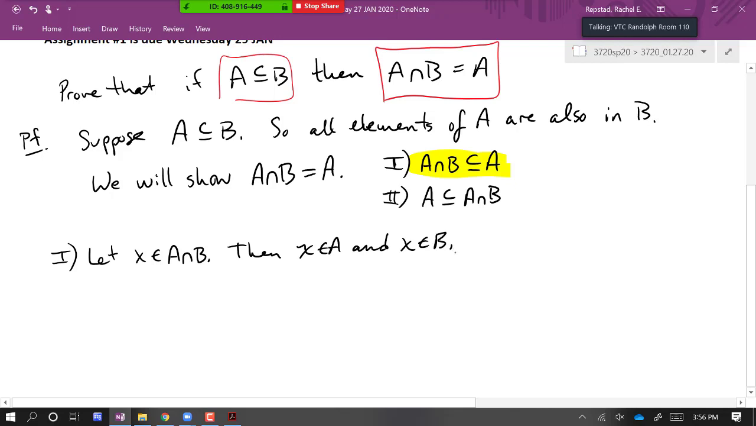So this part is really short. Right away, we find that X is an element of A. It's in A and B, but all we need is for it to be in A. In order to show that we have containment, we start with an element in A intersect B, and then we show that it has to be in the set on the other side.